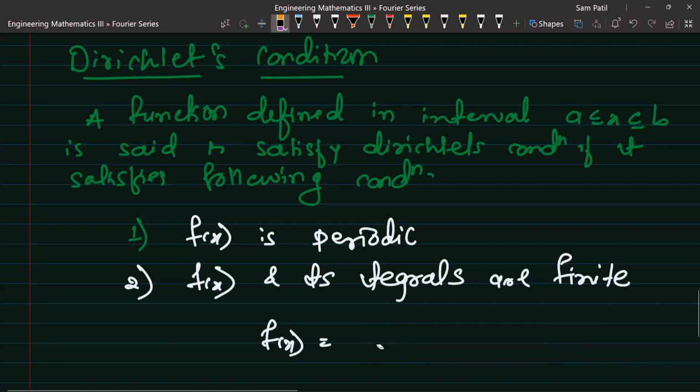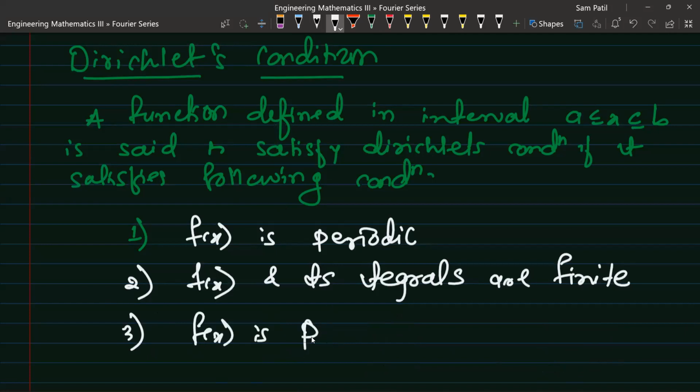So this is the basic concept. f(x) and its integral are finite. If it is not defined, then the Dirichlet condition is not satisfied. And f(x) is piecewise continuous. This is also interesting. Third one, f(x) is piecewise continuous in [a, b].